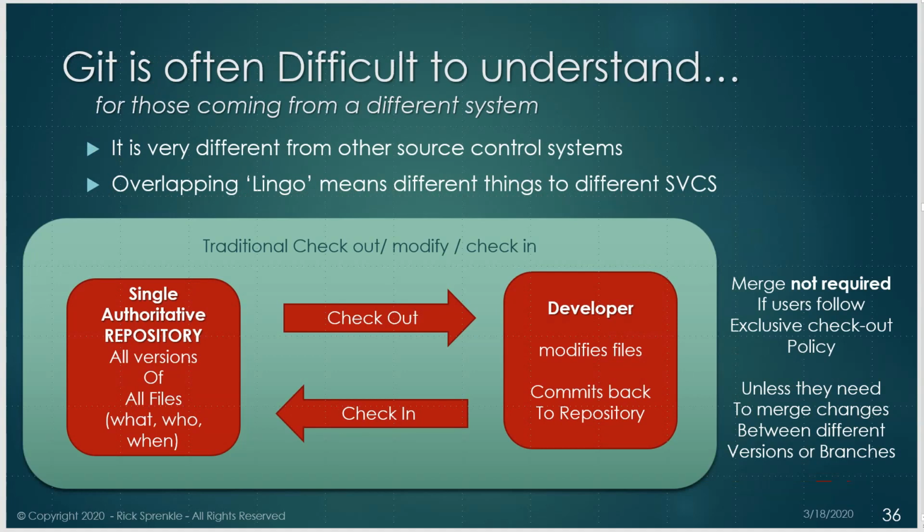Now, of course, one of the things that can be really hard is learning Git from the perspective of already knowing other software version control systems well. It uses some overlapping lingo, which means different things. And it's different from other source control systems, maybe similar to Subversion, but it's very different than things like SourceGear and SourceSafe and ClearCase and some of those.